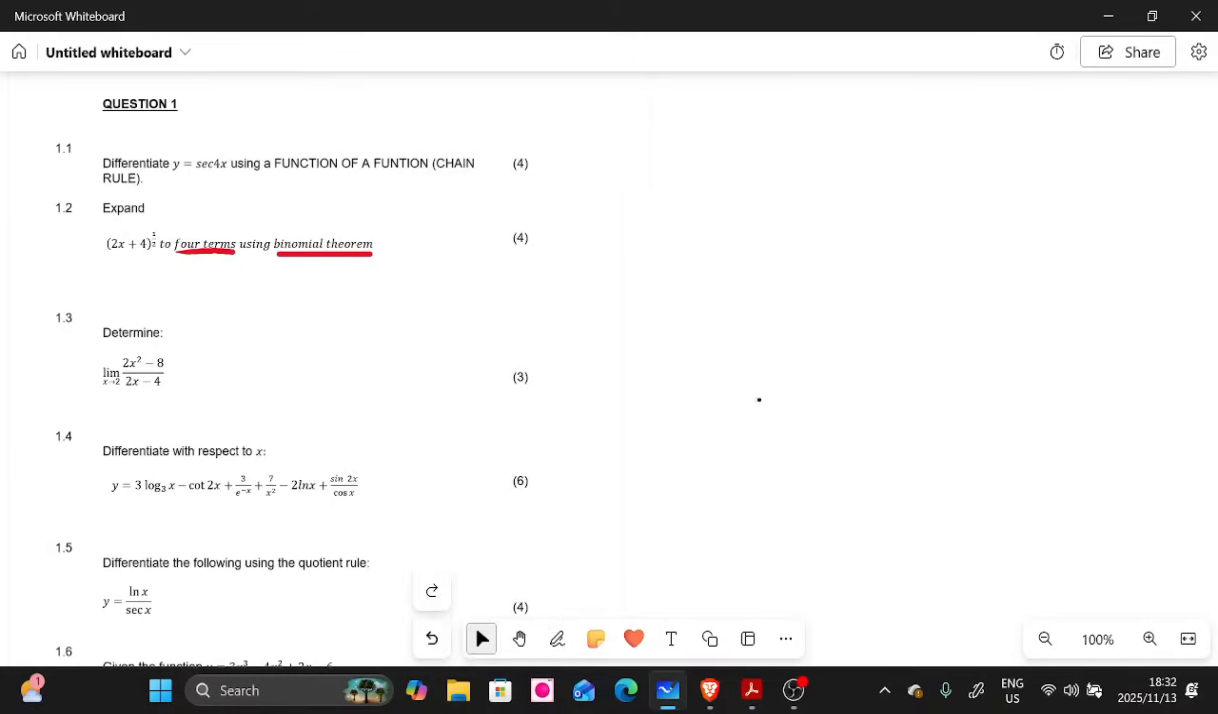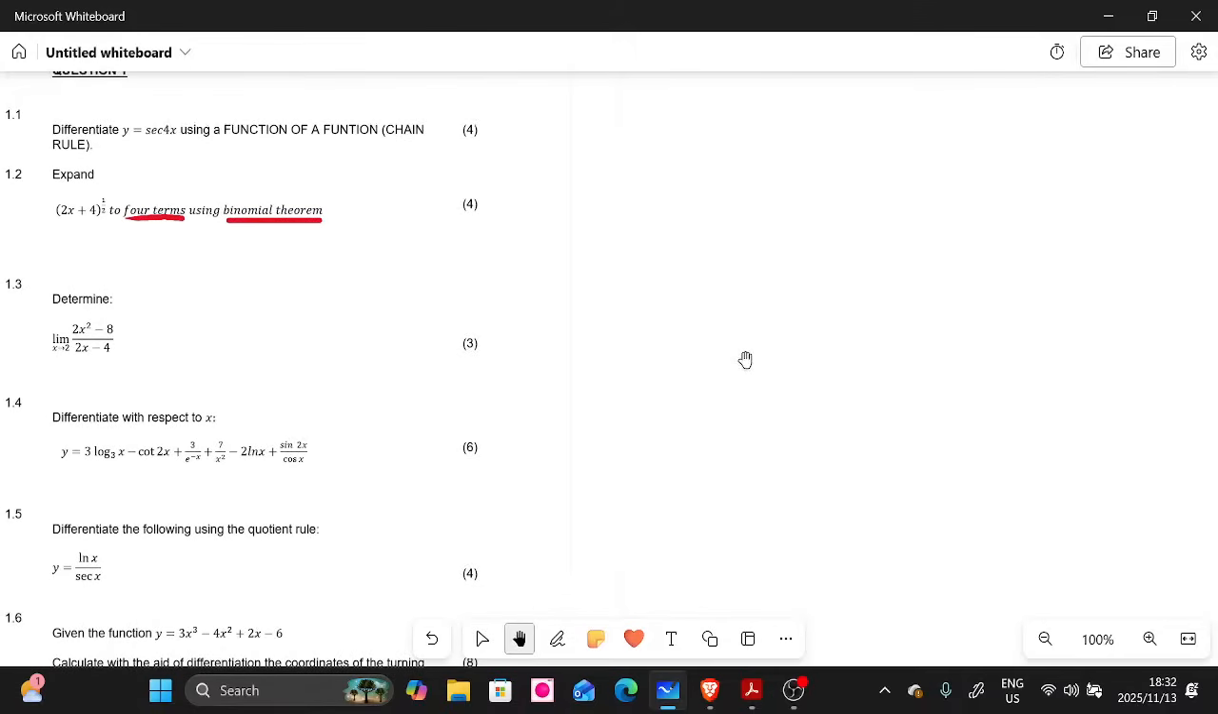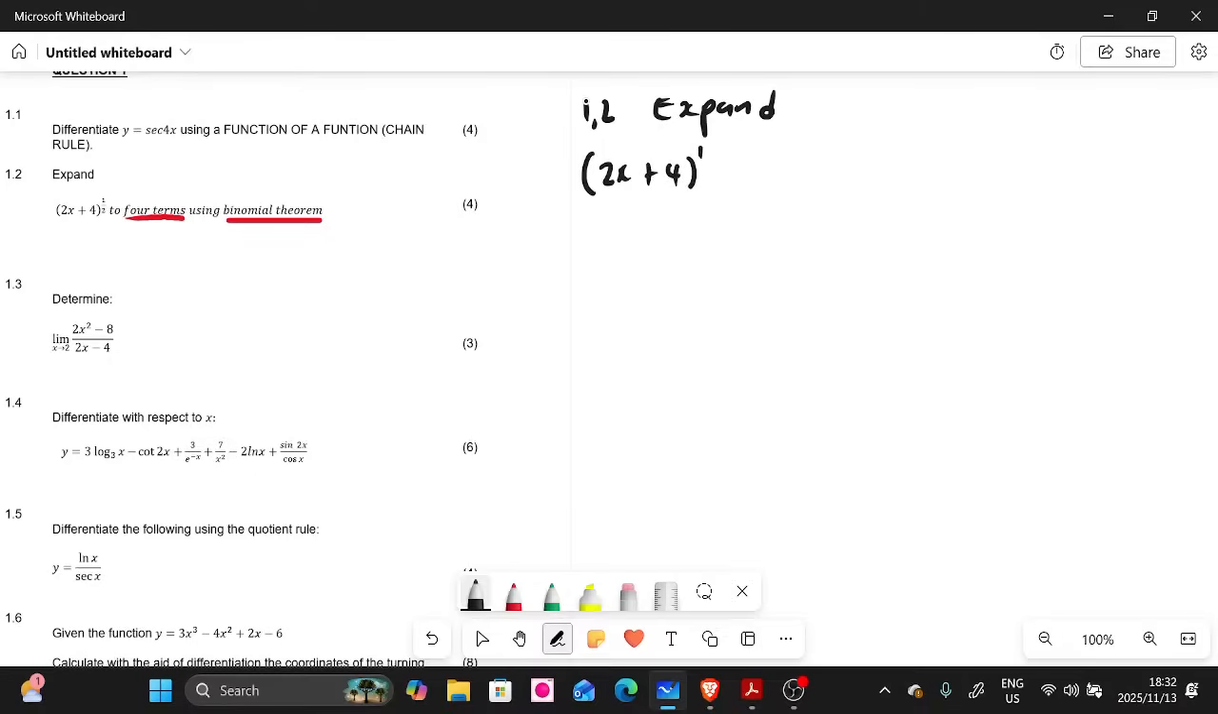Let me just create more space because this one is going to be long, by the way. So it's 1.2, right? They say expand there. So what are we expanding? We're expanding the following: 2x plus 4, and then we have to the power of 1 over 2. Now when you expand, guys, remember the formula. I always tell people to rather write the formula first. Remember the formula is open bracket x plus h to the power of n.